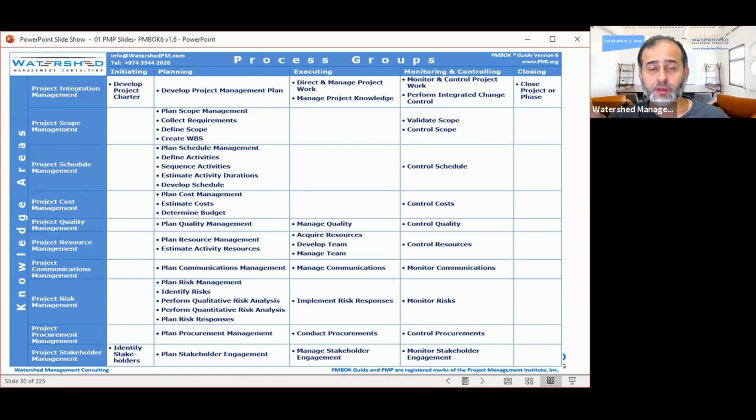Now the fifth one is also important. You have 49 processes you see on the screen. They happen in a certain kind of pattern, and you got to know that pattern. What is the process before? What is the process after? Some processes you already know you will do in planning. Some you already know you will do in execution, and so on and so forth. Then you need to know what is before and what is after. We'll discuss all of that.